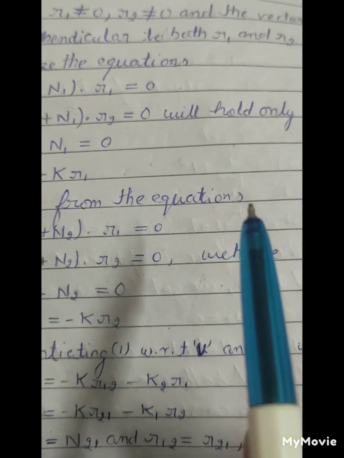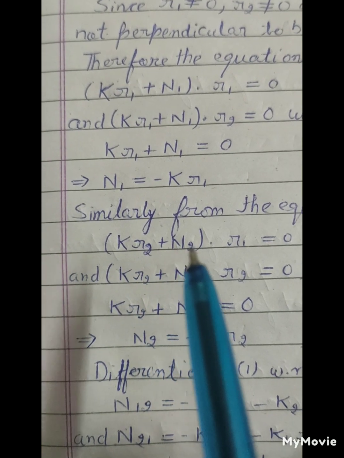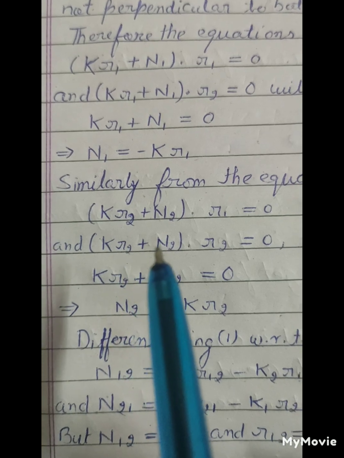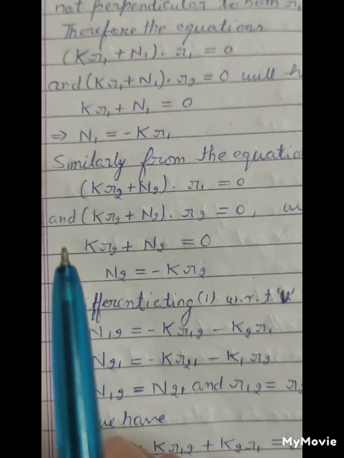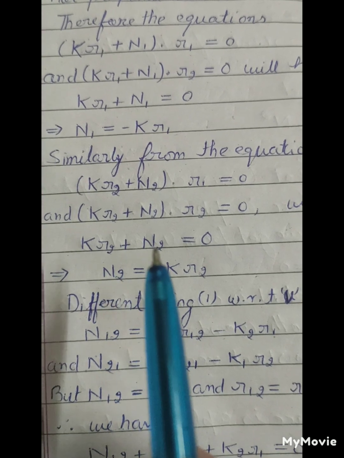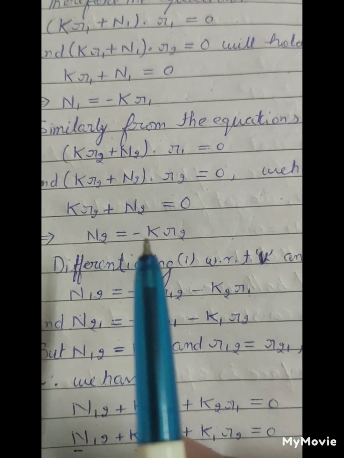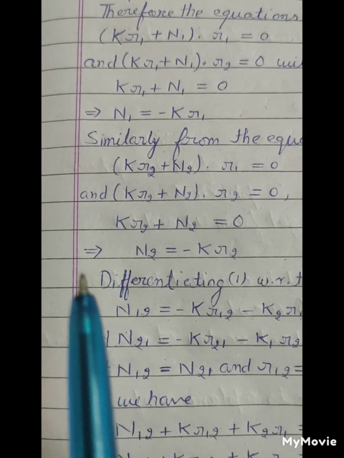Similarly, from the equations (K r2 + n2)·r1 = 0 and (K r2 + n2)·r2 = 0, we have K r2 + n2 = 0, which implies n2 = -K r2, equation 2.